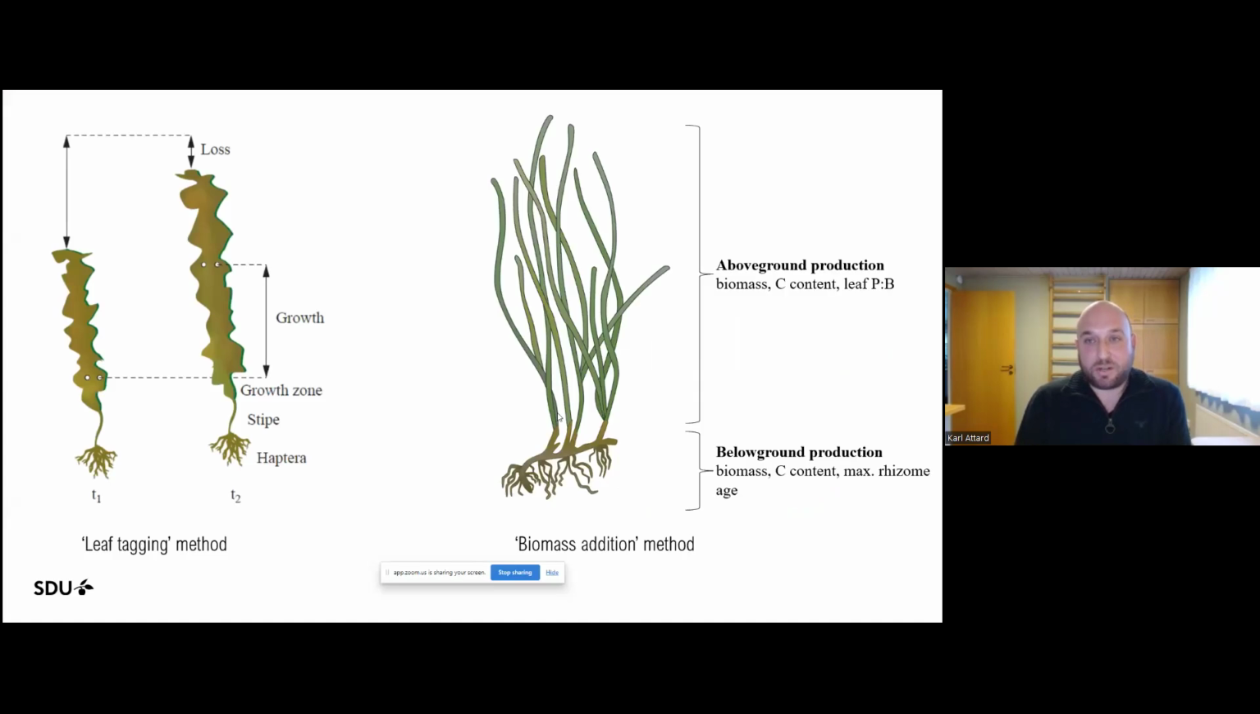So the way we measure production matters, and most measurements of the macrophytes, the seaweeds and the seagrasses in the Arctic are based on biomass addition methods. So the leaf tagging method in the case of macroalgae and kelps, and the biomass addition, which you can see is a sum of above and below ground production in seagrasses. So this is net biomass accumulation, and obviously sort of underestimates the amount of primary production that takes place.